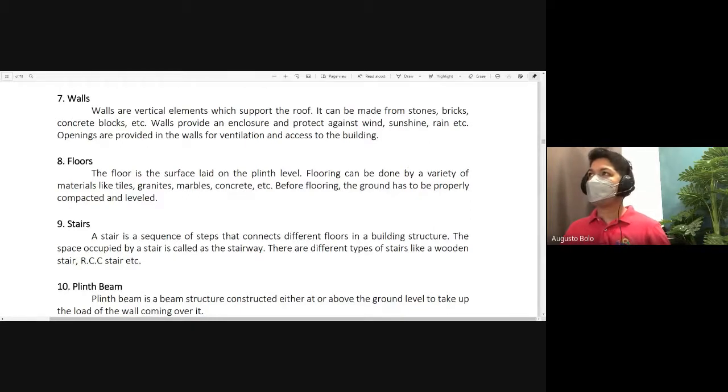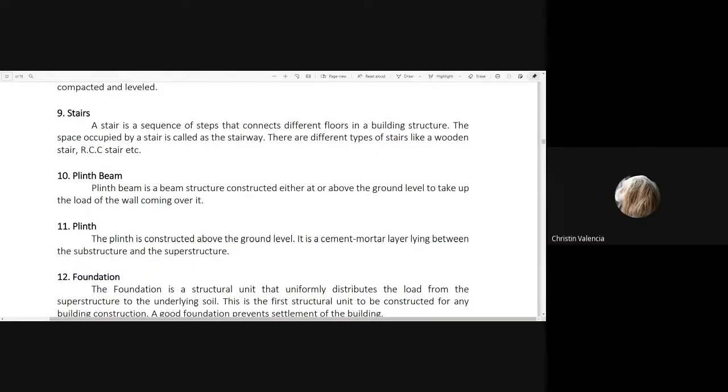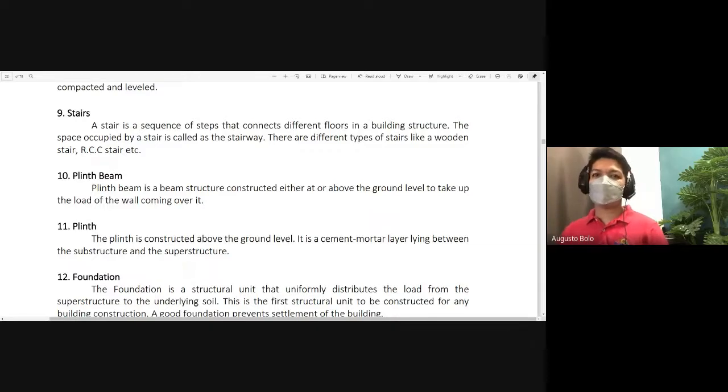Let's proceed with plinth beam. Christine. Yes po. Plinth beam is a beam structure constructed either at or above the ground level to take up the load of the wall coming over it. Okay, so plinth beam is a beam structure constructed either at or above the ground level to take the load of the wall coming over. Should I elaborate? Let's have an example.